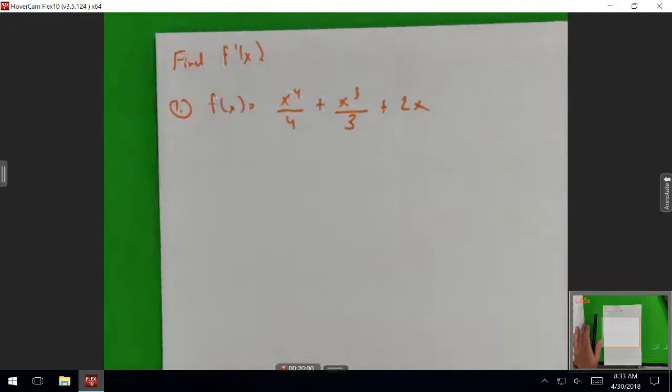Now we're just going to use the shortcut ways. Before we go over page 29, I have some up here that I want us to discuss on our own. Okay? So we're just finding f prime of x. We're finding the derivative of all this.